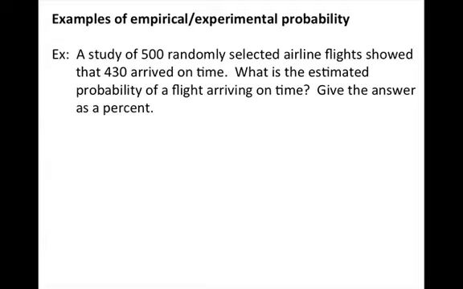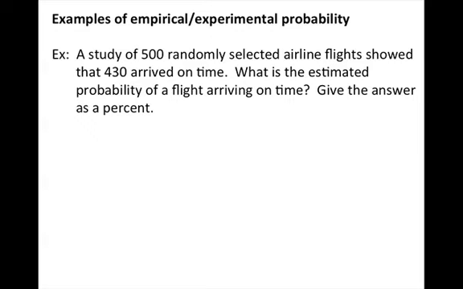Let's begin by looking at a few examples of experimental probability. A study of 500 randomly selected airline flights showed that 430 arrived on time. What is the estimated probability of a flight arriving on time? And give your answer as a percent. Usually with experimental probability, you give your answer as a decimal or a percent. With mathematical probability, you usually give your answer as a reduced fraction.